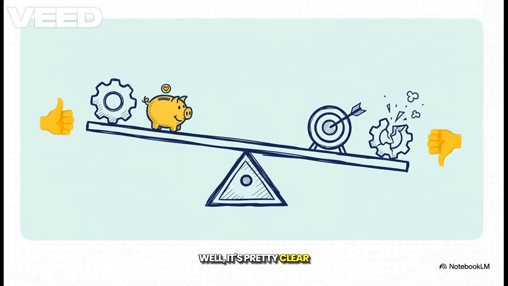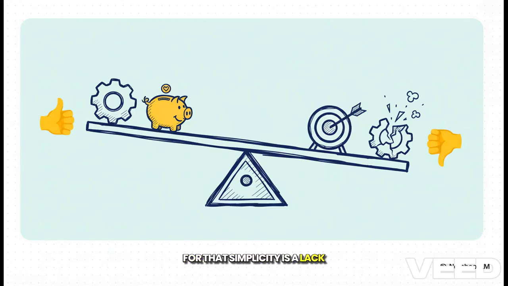Well, it's pretty clear. They are simple to build and super cheap to produce, which is a huge advantage. But the price you pay for that simplicity is a lack of accuracy and reliability. They just can't adapt to anything unexpected. So let's look at how the other system fixes this.